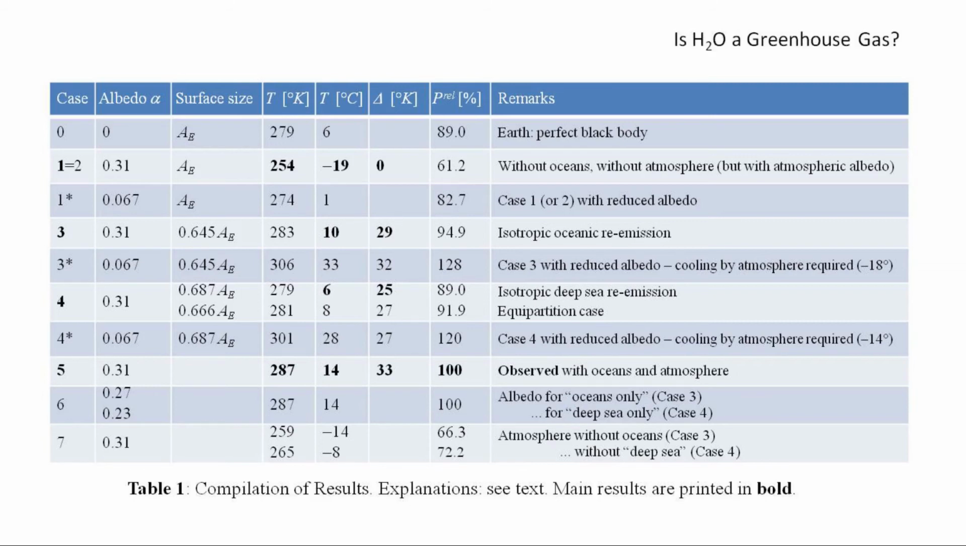In case 6, we determine in the two ocean cases 3 and 4 the, of course, reduced albedo, which is necessary for a temperature increase to 14 degrees Celsius without any contribution from the atmosphere. The results are 0.27 for the full ocean area case and 0.23 for the deep sea case.